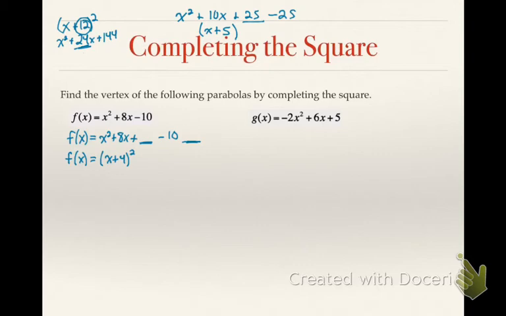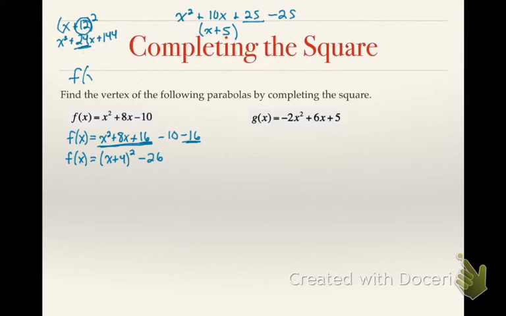But in order to have an x plus 4 quantity squared, I need to square the 4 to get 16. But I can't just add 16, I have to balance it off by subtracting 16. So this now becomes the x plus 4 squared, and I'm left with a negative 26 at the end. Notice this is now in vertex form.